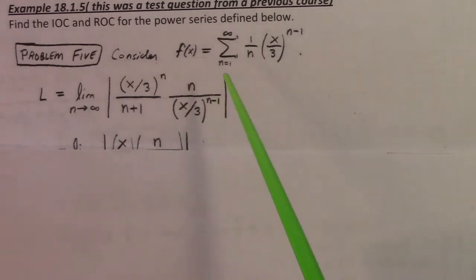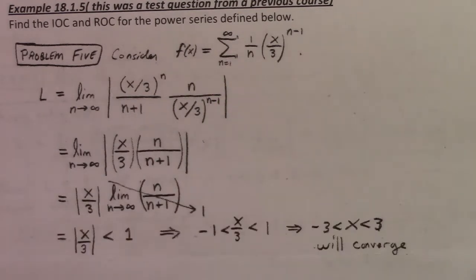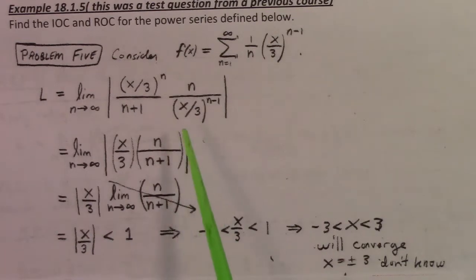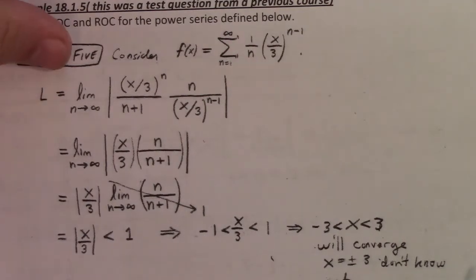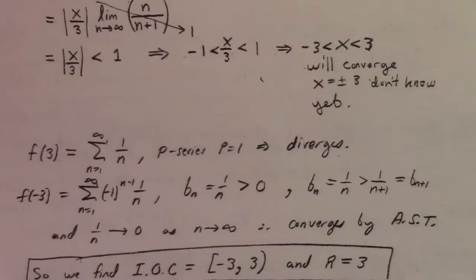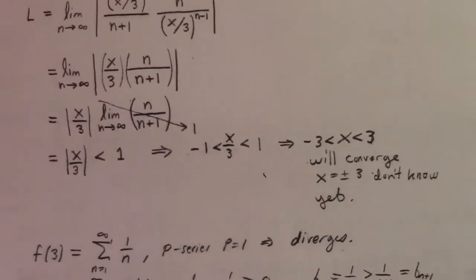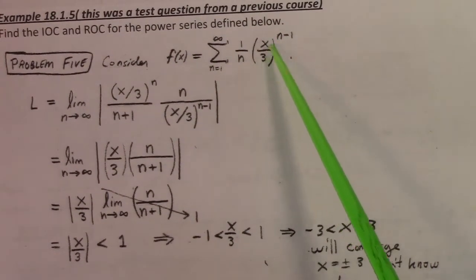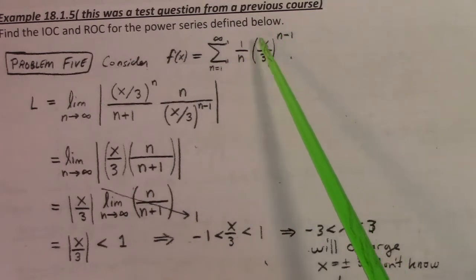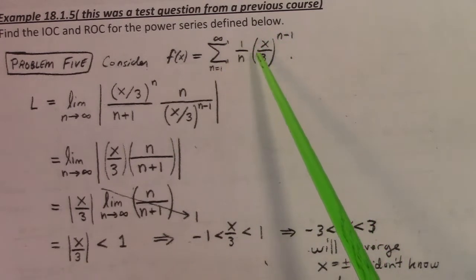So again, I start with the ratio test. And the ratio test leads me to the absolute value of x over 3. If that's less than 1, that gives me that L is less than 1. And so it tells me that the interval of convergence is -3 to 3. Again, I've got to check the endpoints. So here, we check the endpoints. f of 3 ends up being 1 over n, right? I hope you understand what I'm doing here. I'm plugging in 3, so I put 3 in here. I've got 3 over 3 to the n minus 1, which just leaves me 1 over n. So that's why f of 3 is just the p equals 1 series.